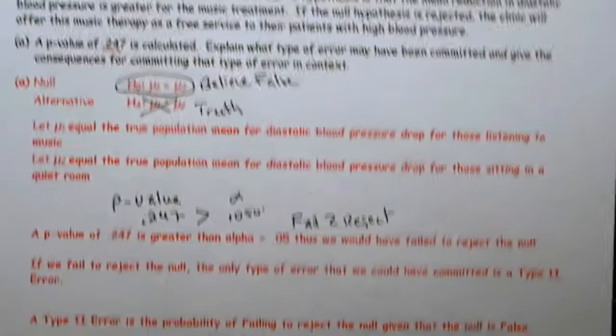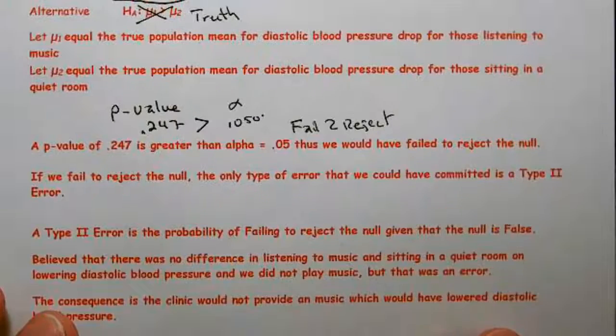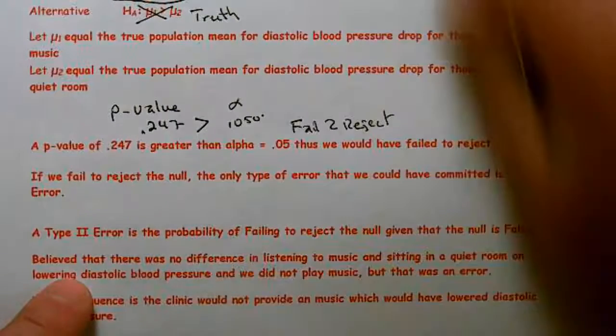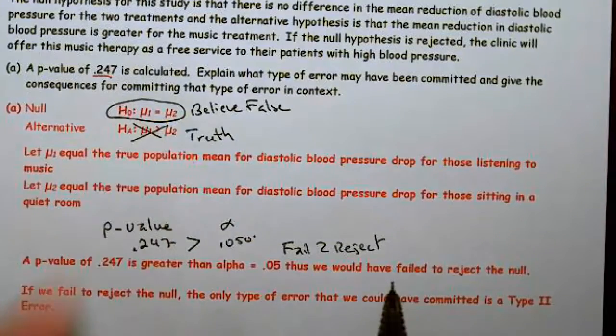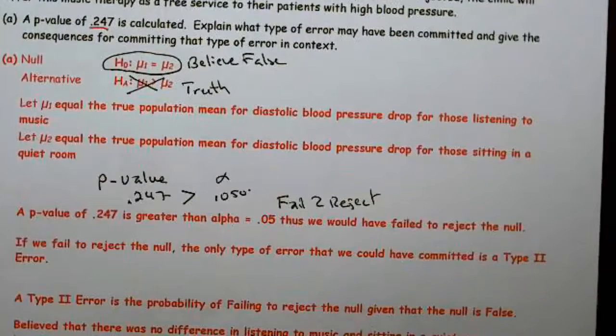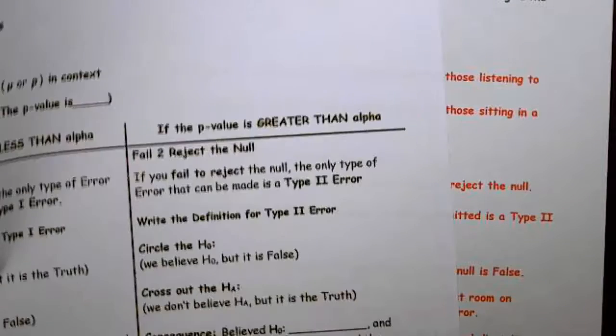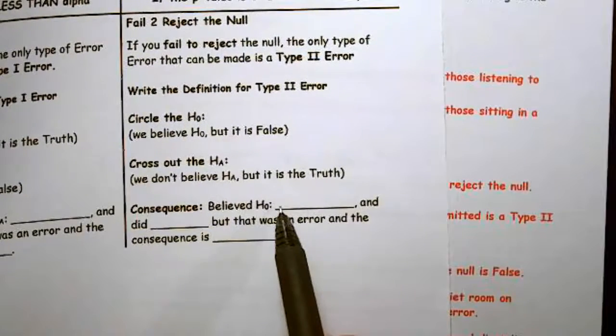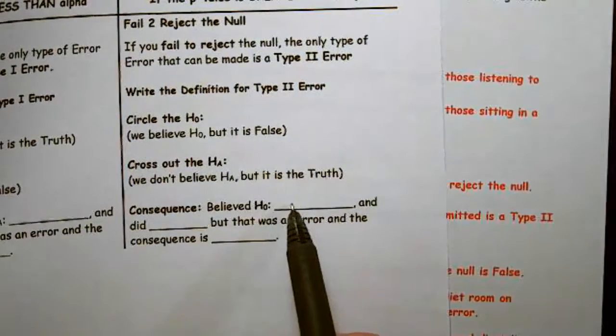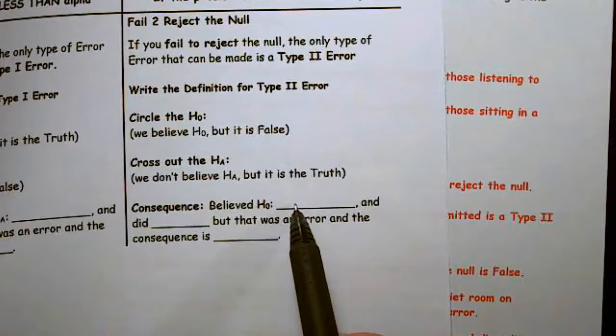All right. So what we believed is they were equal. All right. We believe, and you can say that instead of saying there was no difference, you can say believe that listening to music and sitting in a quiet room were equally effective in listening when we played the music. Okay. But we believed H0. So we believed H0 that playing music and sitting in a quiet room had equal effects on blood pressure.